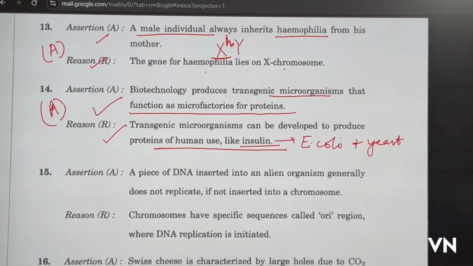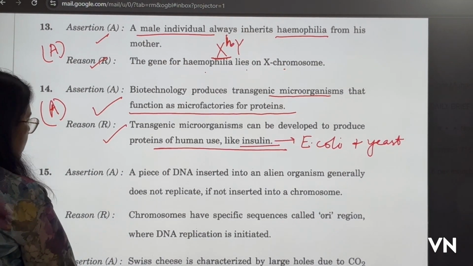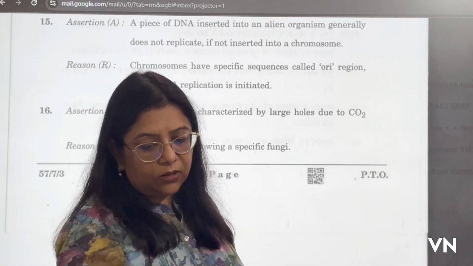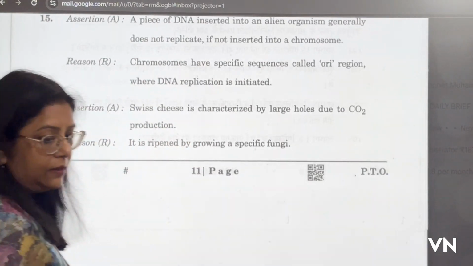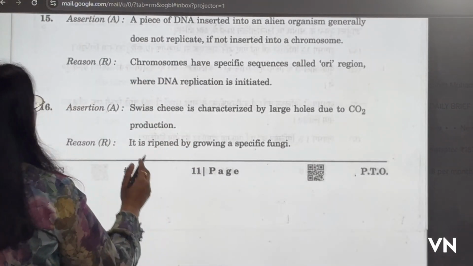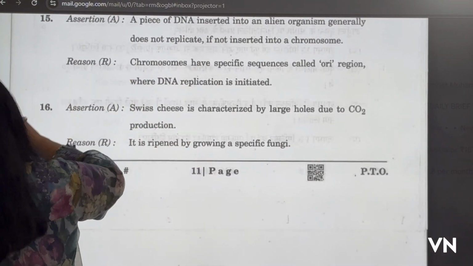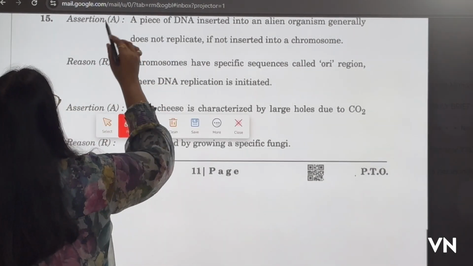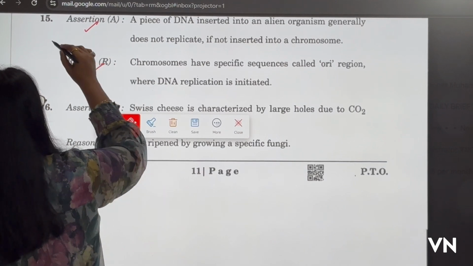also A. A piece of DNA inserted into an alien organism generally does not replicate if not inserted into a chromosome, and the reason is chromosomes have a specific sequence called origin where DNA replication is initiated. So both of these are also correct, and the reason explains the assertion. This is correct, this is correct, answer is A.